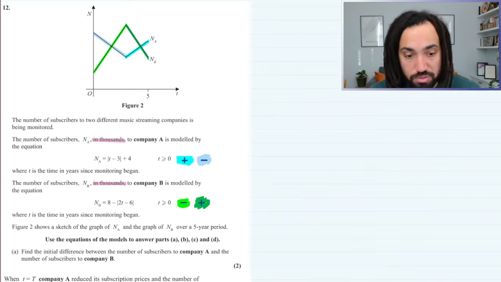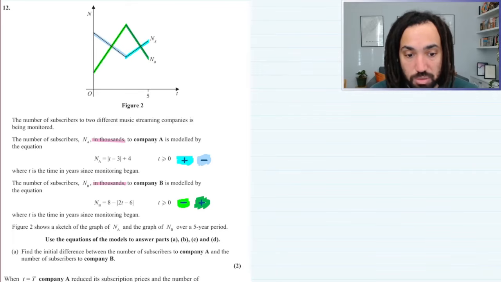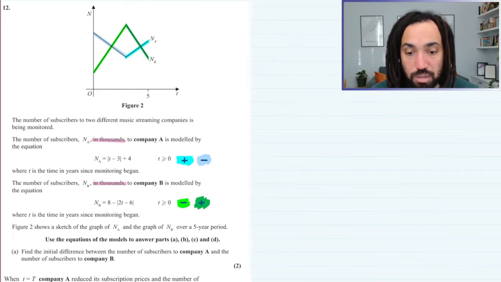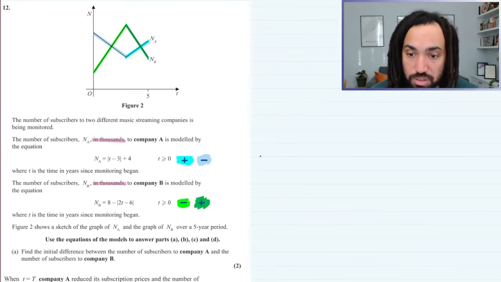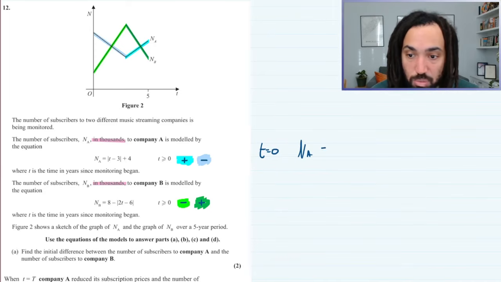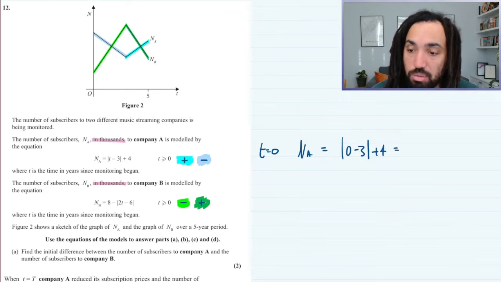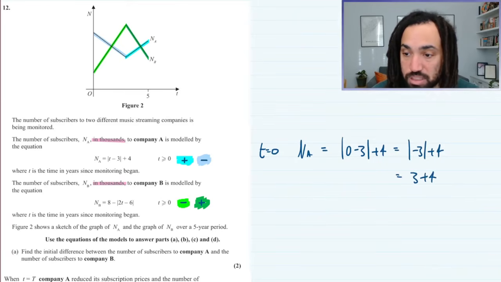I just wanted to do that first off because it's nice to know which part of the modulus graphs is which. It says find the difference between the number of subscribers to company A and the number of company B. The initial difference, okay, so fine. So the initial difference is when t is equal to 0. So NA will have 0 minus 3 plus 4, which is the same as the modulus of 3 plus 4, which is the same as just 3 plus 4, which is obviously 7.